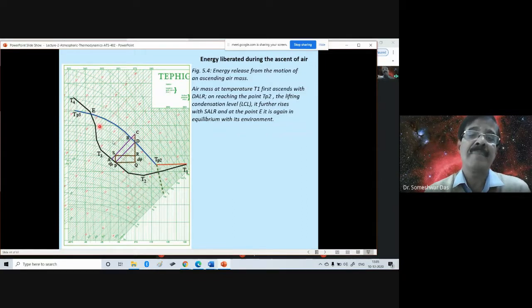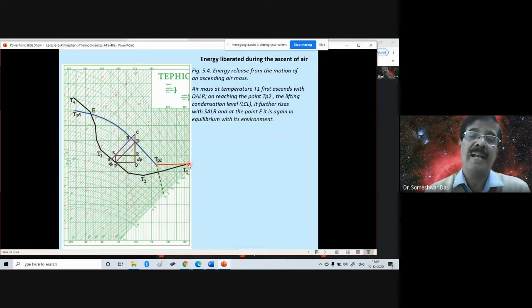And eventually, see, this is the temperature profile observed by the radiosonde, T1, T2, T3, okay, T4. This is the temperature profile observed by the radiosonde. That means this is the actual air temperature. This T1, T2, T3, T4 are what? Actual air temperature measured by the radiosonde. Okay. Whereas this is the temperature of the parcel. This profile is representing the temperature of the air parcel.